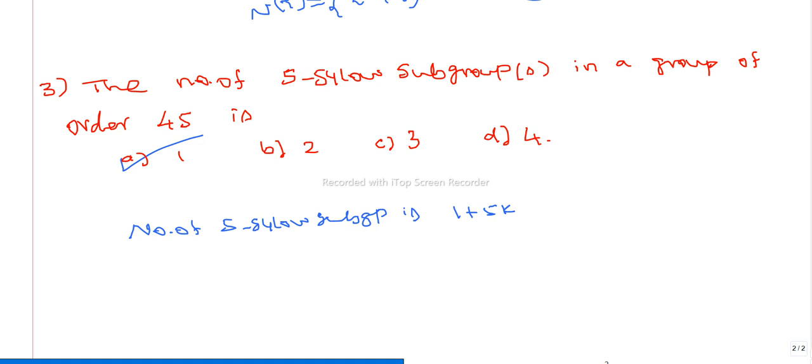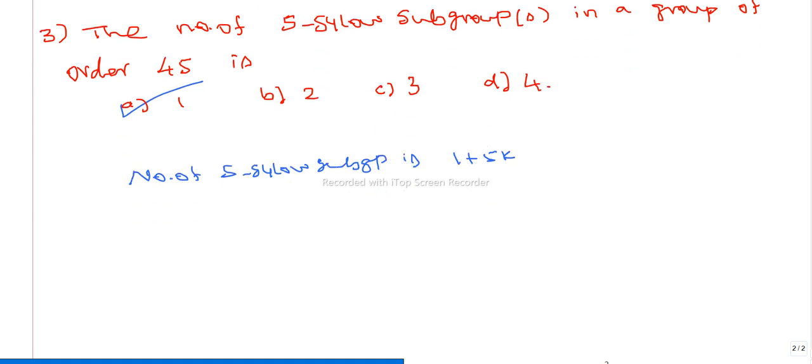But why is 1 the answer? If you look at the theorem, we know that this number 1 plus 5k divides the group order. The group order is 45, but 45 can be written as 3 square, that is 9, into 5. And we know that the GCD of 5 and 1 plus 5k is 1. By a well known number theory result, we have 1 plus 5k divides the remaining number 3 square.